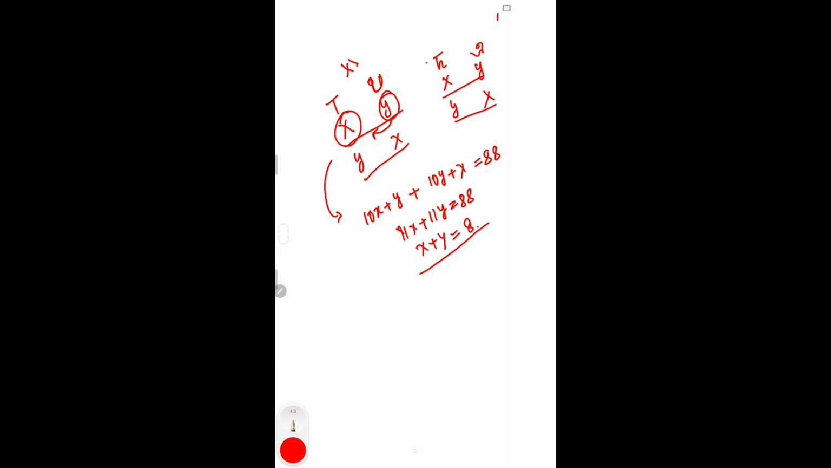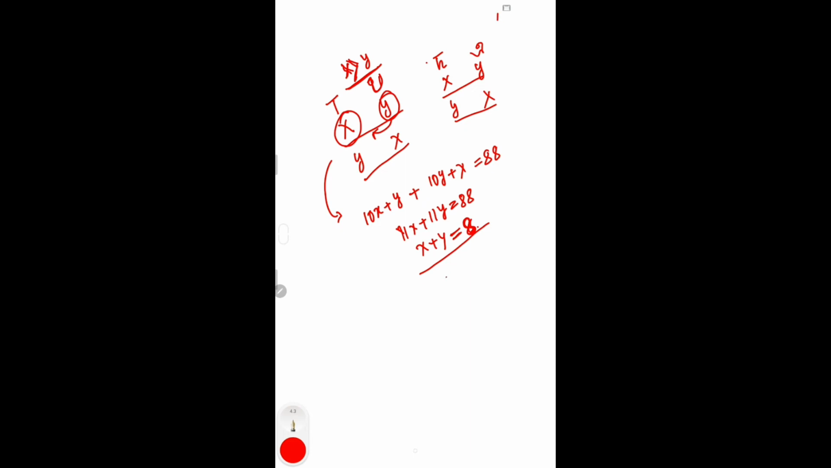So x must be greater than y. How many numbers exist for which x is greater than y? Now we have to factor the number 8.